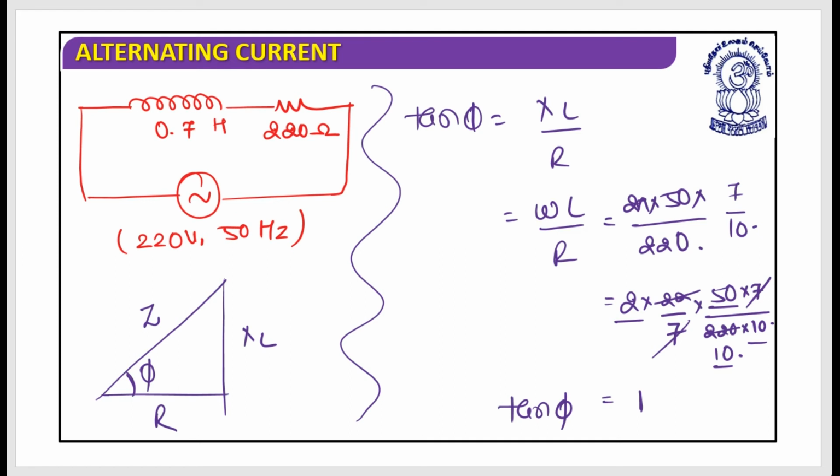And when tan phi is equal to 1, that means phi is equal to 45 degrees. It's the phase difference between voltage and current, which is 45 degrees. I hope this is clear.